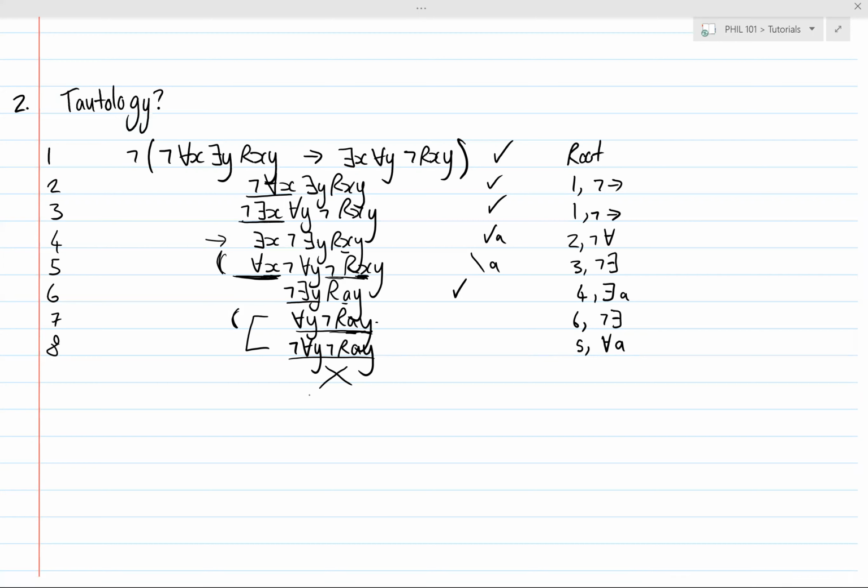So what have we found? We found there is no way for the negation of the original formula to be true. And so that means the original formula is a tautology, so the answer would be yes.